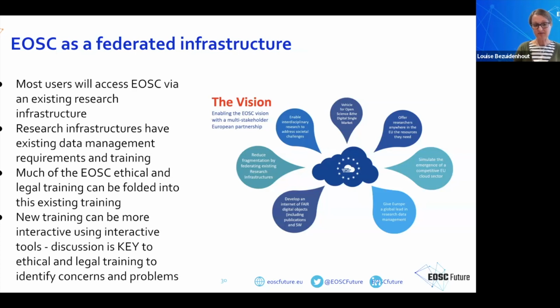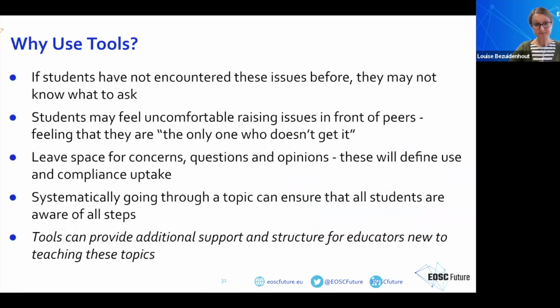However, new training can be made more interactive by using interactive tools, and discussion is really key to ethical and legal training to identify concerns and problems. It's one thing for any trainer to get up and tell people about the ethical and legal issues. It's another thing altogether to really drill down into what's bothering people and try and find a way to target what's bothering them and to offer solutions in the future going forward.